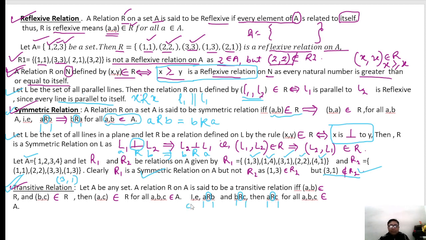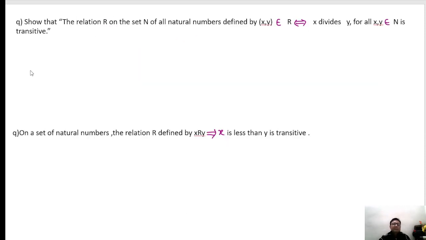If this is valid and this is valid, then is this also valid? Is this valid? If this is valid, then I can say that it is a transitive relation, right? See, we will see with the help of more and more sums.